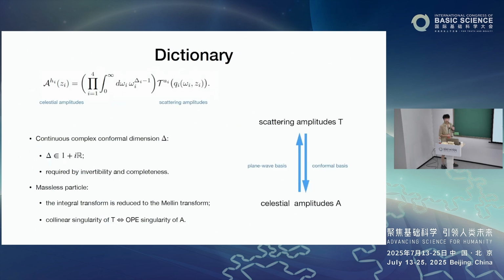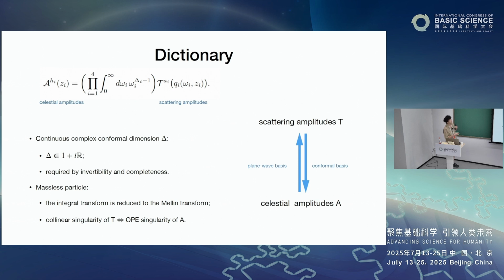Okay, so then in this slide, I will show you the dictionary, I mean the relation between the two observables. On the bulk side, as I said before, we have the scattering amplitude. And on the boundary side, we have the conformal correlators, which are called celestial amplitudes. They are related by, for massless particles, these Mellin transformations. So here the T is the on-shell scattering amplitude, and the q_i are massless on-shell momenta.